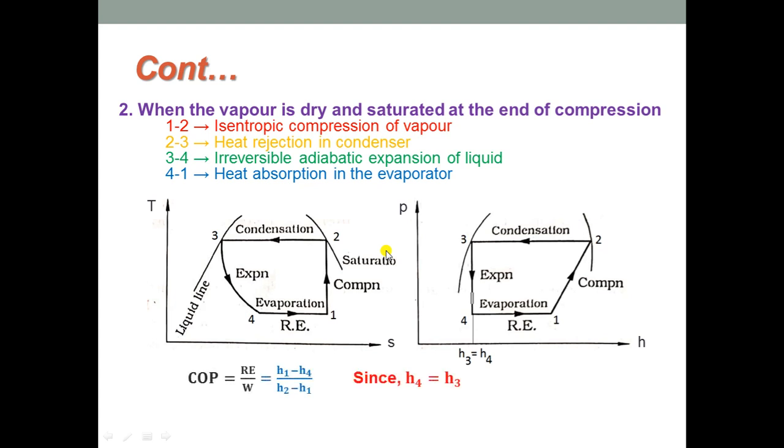of compression. So, COP can be written as refrigerating effect over work input. Refrigerating effect takes place from 4 to 1. So, it is written as H1 minus H4, and compression work is from 1 to 2, that is H2 minus H1. From your pH diagram, we have H3 equal to H4. So, replacing H4 with H3, we will get H1 minus H3 over H2 minus H1, and this is the expression which is used to find out the coefficient of performance of a vapor compression refrigeration system when vapor is dry and saturated at the end of compression.